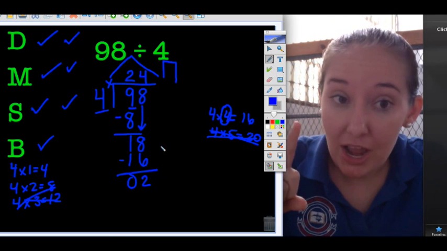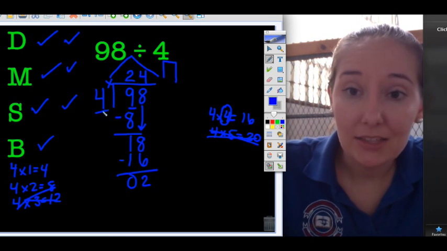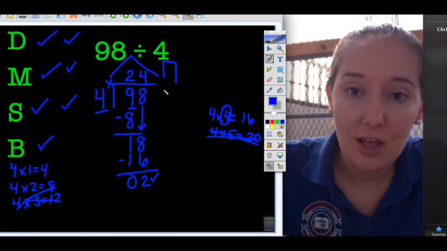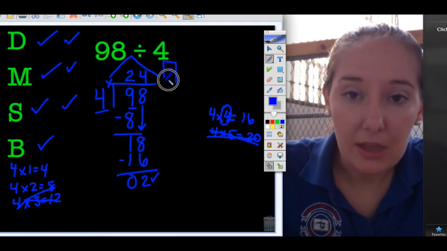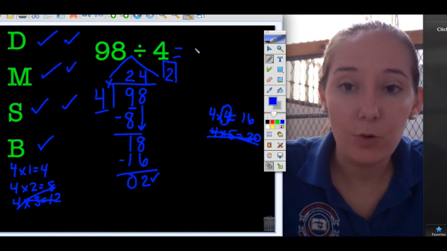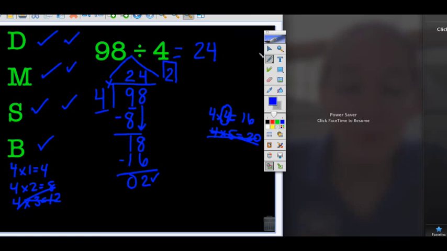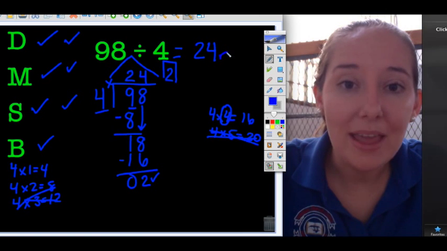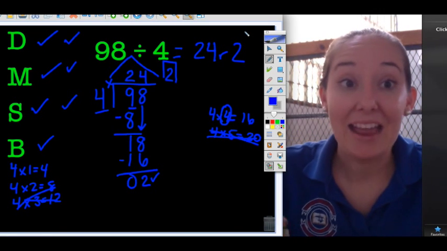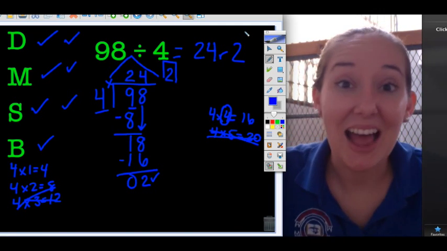Now, we got to check. Is this number less than our divisor? Yes, it is. It is less than our divisor. So that 2 is going to be our remainder. So our answer to 98 divided by 4 is going to be equal to 24 remainder 2.